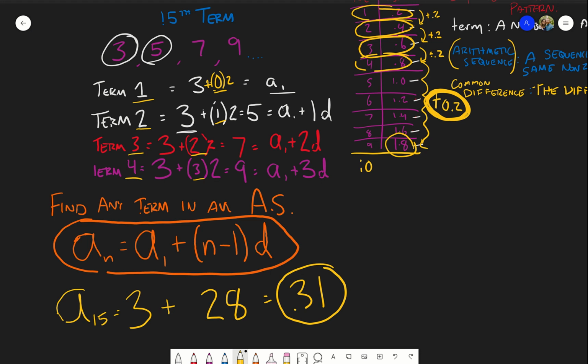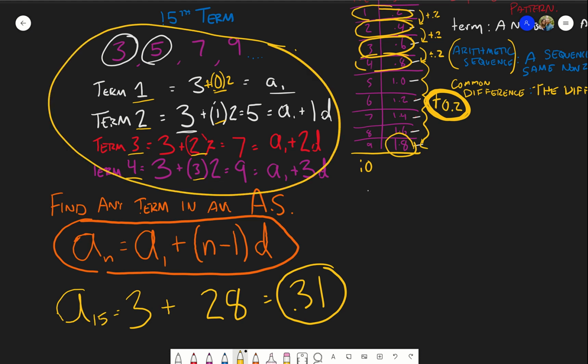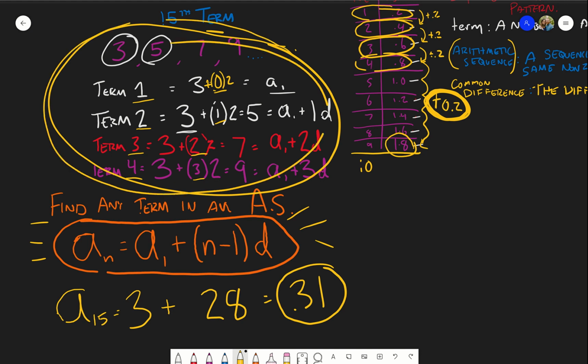Now, it's not going to take you this long to solve any random term. You don't need to do this every time. That was just to show you that this works. This works because we proved it up here. So this is what you need to know. You need to know that right there.